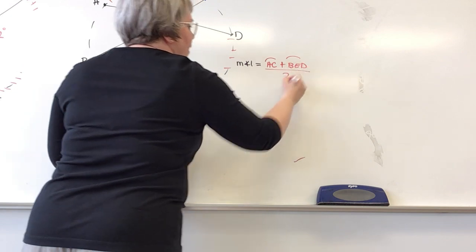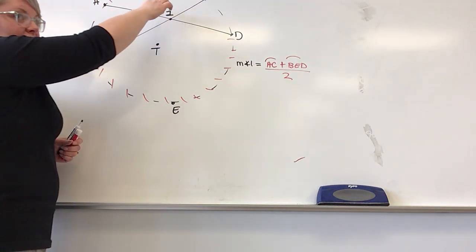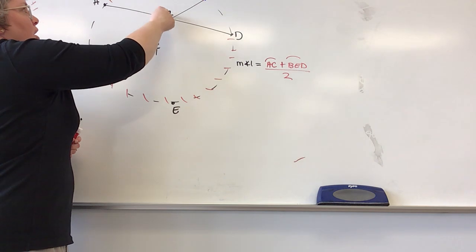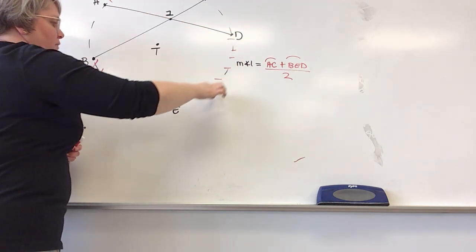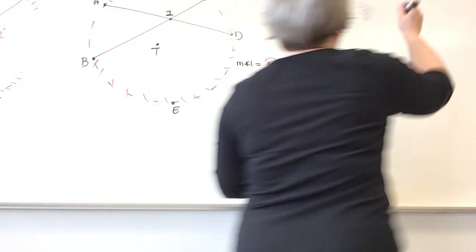You add them and divide by 2, so it's the average. So in order to find the measurement of an angle floating somewhere in there, you take his arc plus his vertical partner's arc, you add them and divide by 2. Let's do an example. So draw another one.